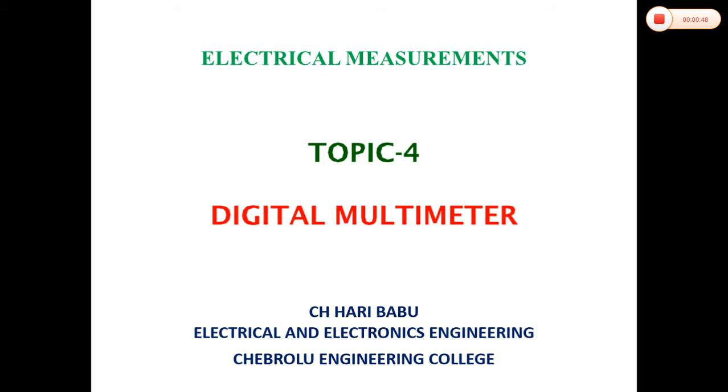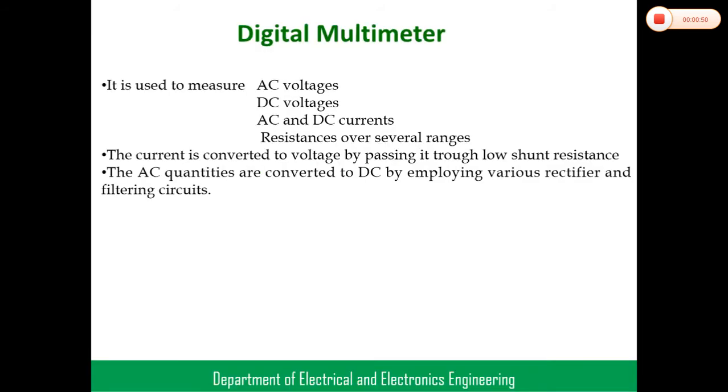The topic is digital multimeter. We have already used the digital multimeter in many laboratories, and also at home. The digital multimeter is used to measure AC voltages, DC voltages, AC and DC currents, and resistances over several ranges. The current is converted into voltage by passing it through a low resistance.